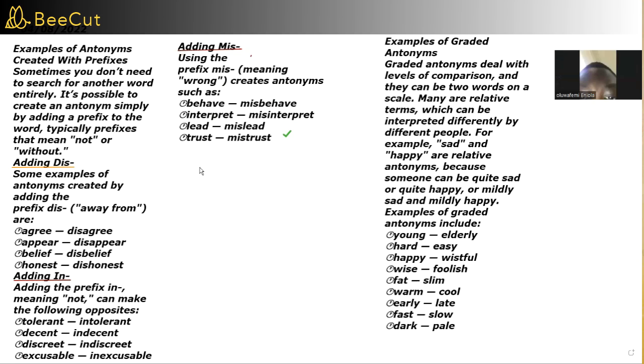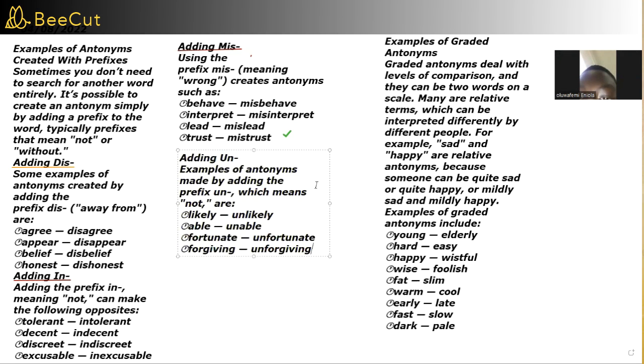And the next one that I'm going to look at is adding UN. You're adding UN to a word to form the antonym. These are examples of antonyms made by adding the prefix un, which means not: likely, unlikely, able, unable, fortunate, unfortunate, forgiving, unforgiving.